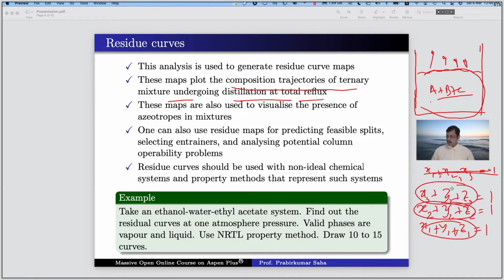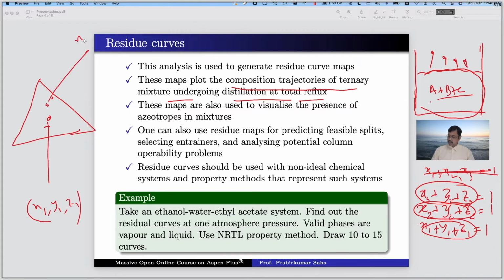Okay? Now, if we plot them, suppose if this is the initial composition, which is x1, y1 and z1, the next moment if we plot over here, this may be x2, y2 and z2 and so on. The next composition may be somewhere here. So we can safely plot a trajectory. So from the initial condition to the final condition, suppose it will end over here.